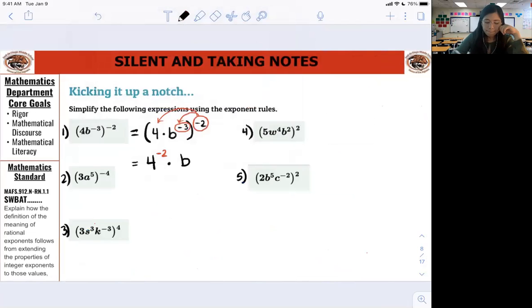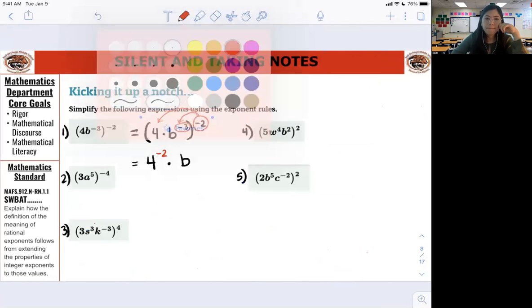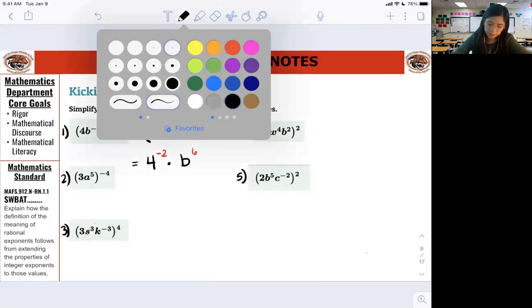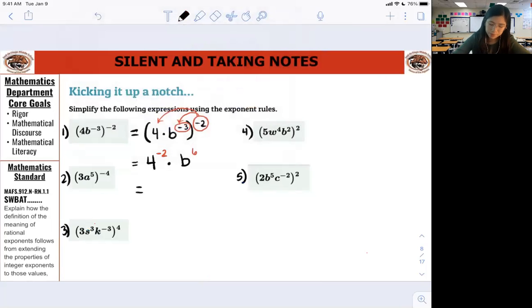B over -6. Negative times a negative is a positive. Positive 6. So I have 4 to the power of -2 times b to the power of 6. I didn't give myself quite enough room here, so I'm just going to keep going over here.